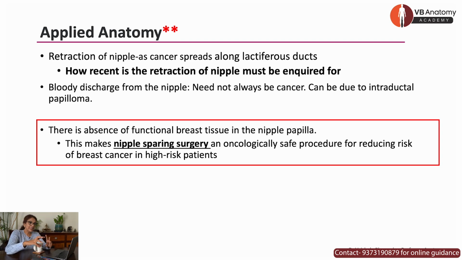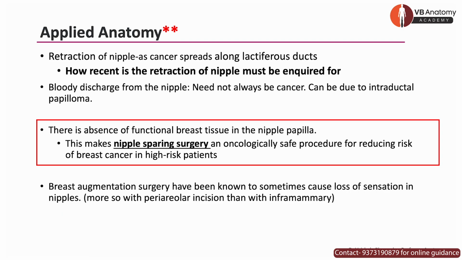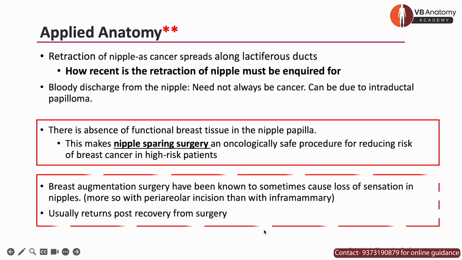The nipple area does not have any functional breast tissue. So, if you're doing a nipple-sparing surgery, it's an oncologically safe procedure because it will give a more aesthetic, normal-looking breast and there will be lesser risk to the patient, because that area actually does not contain any breast tissue. However, this requires careful dissection. Breast augmentation surgery has been known to sometimes cause loss of sensations in the nipple. It's very difficult to dissect out and preserve every nerve. However, it is said that the sensations do come back in most of the cases.